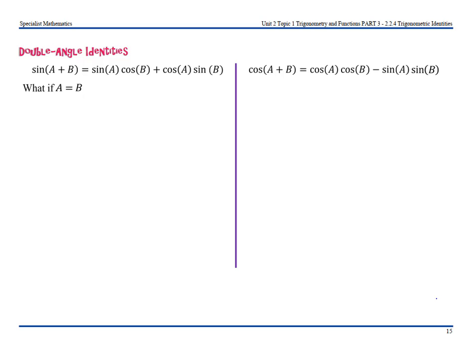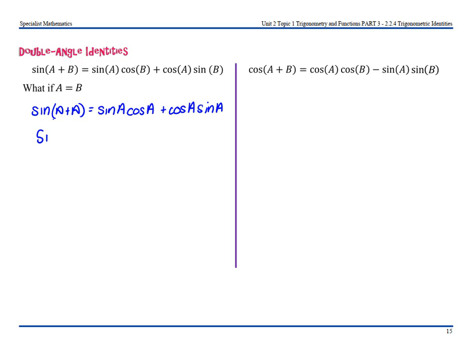This video looks at double angle identities. Now, if I have sine of A plus B equals sine A cos B plus cos A sine B, what if A equaled B? So we'd have sine of A plus A would equal sine A cos A plus cos A sine A.